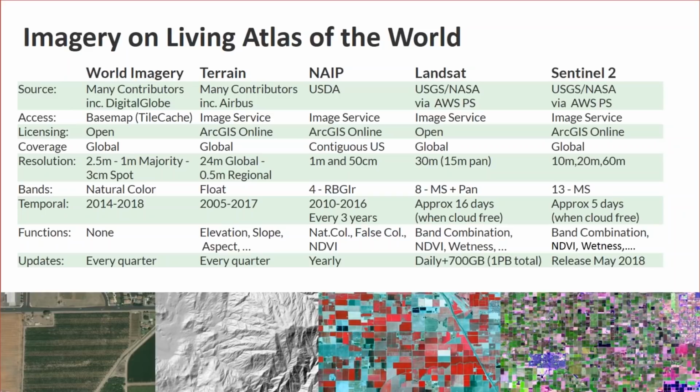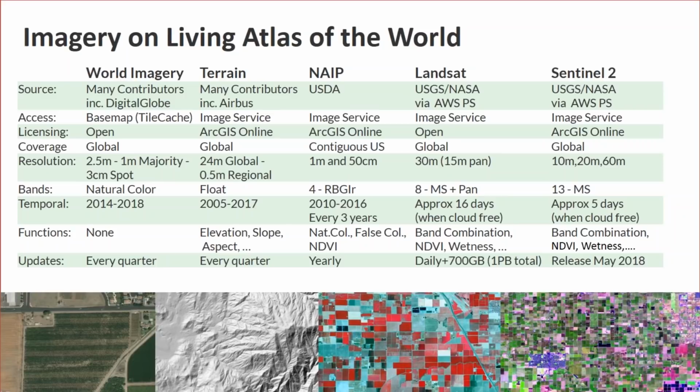What we're going to be releasing soon is Sentinel-2. Sentinel-2 will be a very similar service to the Landsat services. And again, all these are available directly inside subscriptions of ArcGIS Online. So if you have ArcGIS Online, you can directly access these services. And the Sentinel service should be made available next month.